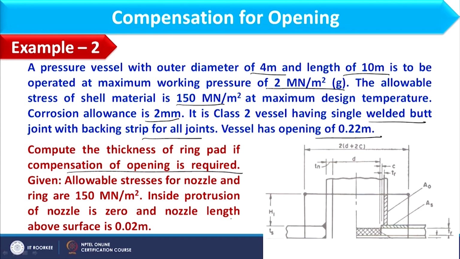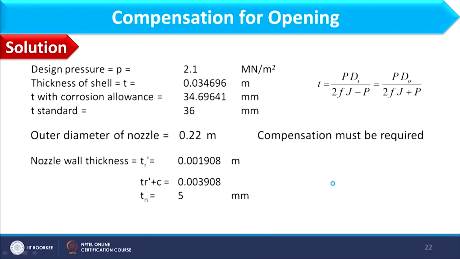So again I need to examine this. Allowable stress for nozzle and ring pad are 150. Inside protrusion length is 0, there is no protrusion part in this, and nozzle length above the surface is 0.02. So in this case I only know the value of this nozzle length above the vessel. So let us start the solution of this. Here I am having design pressure 2.1 as we have calculated in example 1. Thickness of the shell comes out as 34.69 mm. This I have already explained how it is coming, so there is no need to repeat that again and again.